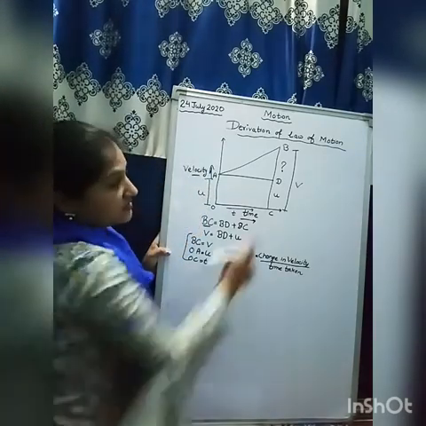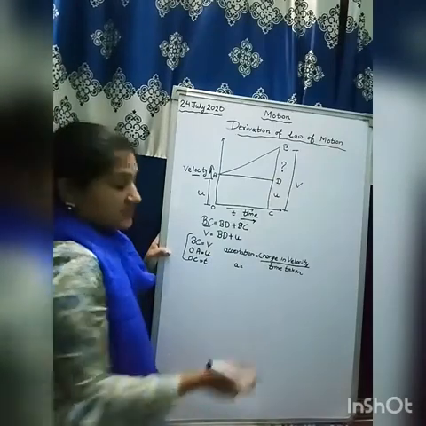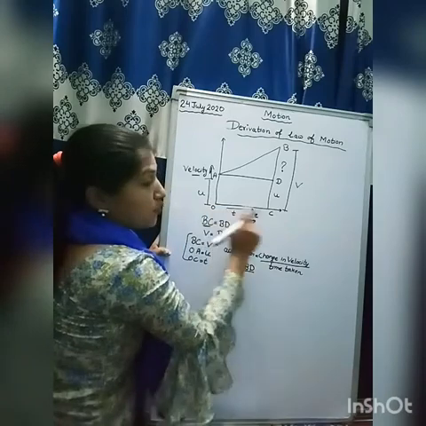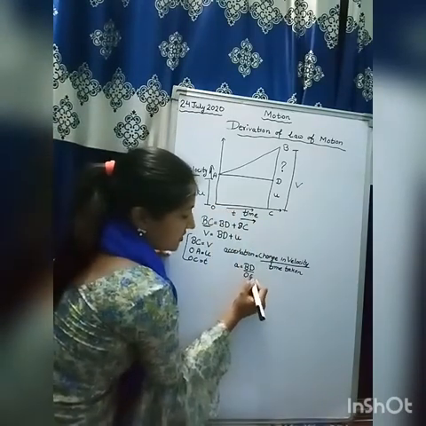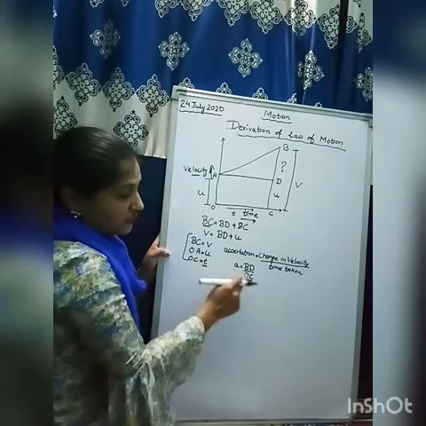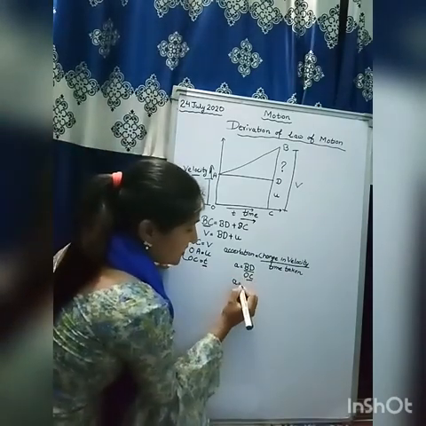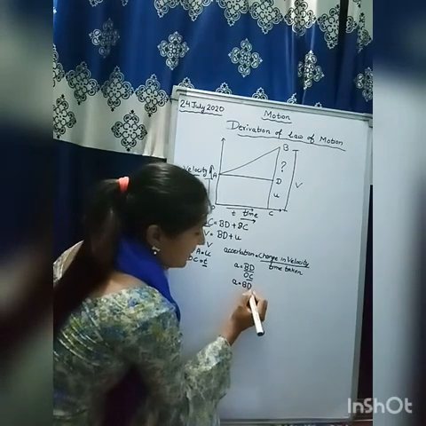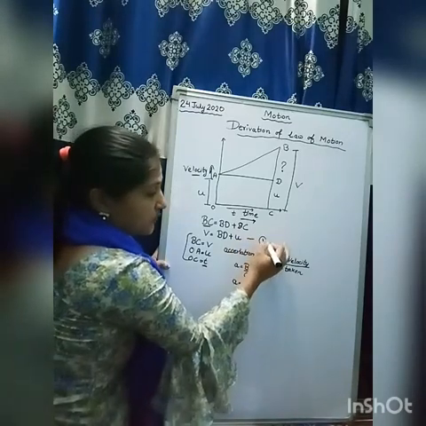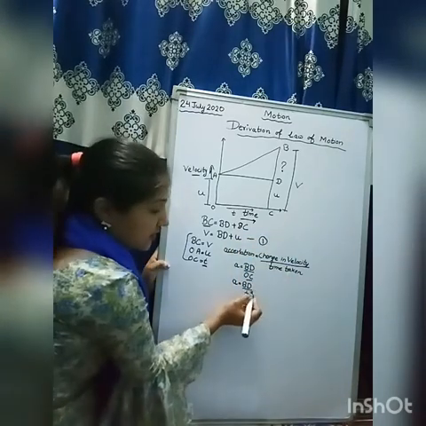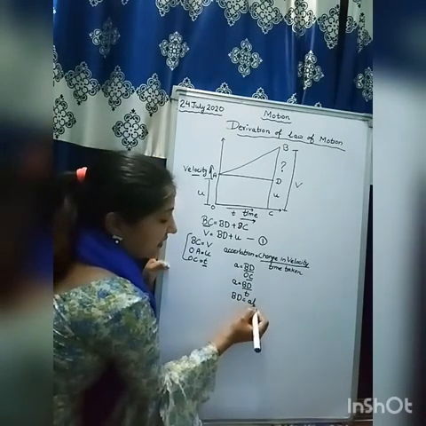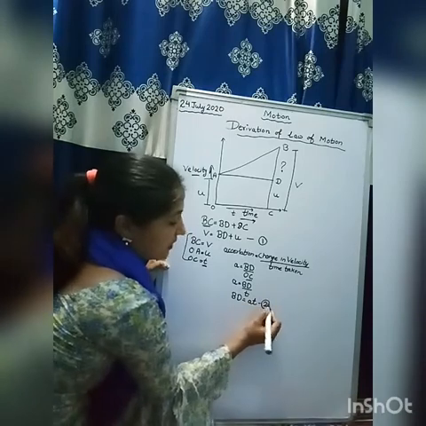What is change in velocity? BD. It is the change in velocity. BD upon time taken, which is OC. Now what is the value of OC? OC is T. So we can put the value of T over here. So a is equal to BD upon T. Mark it as equation number 1. Now we will find the value of BD from here. BD is equal to aT. This is equation number 2.